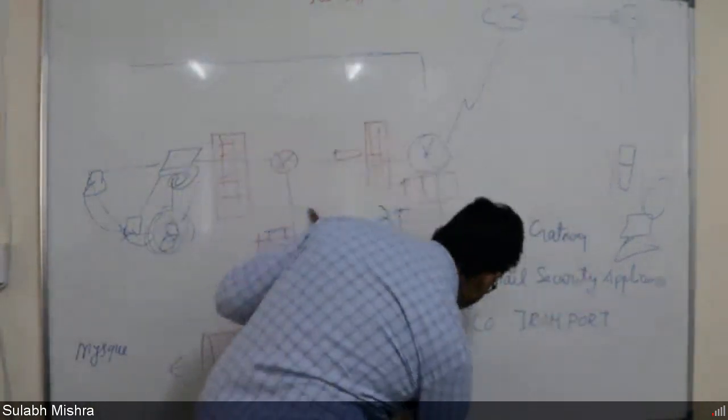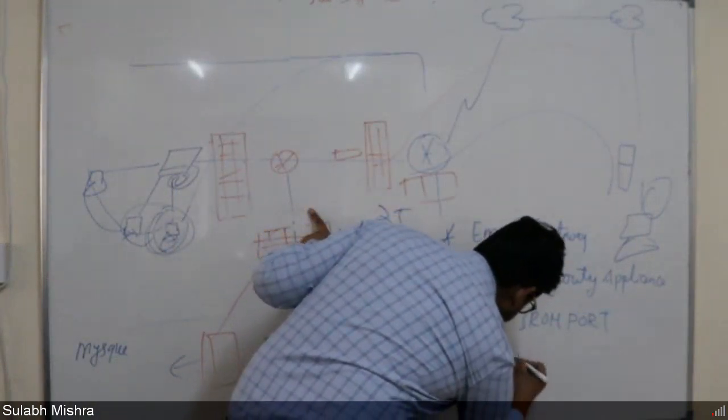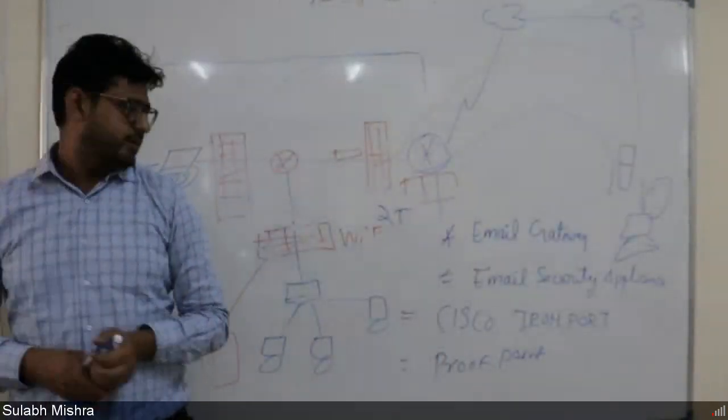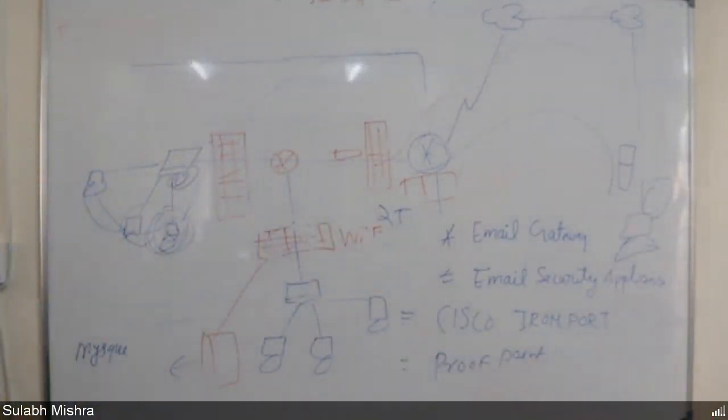You have Proofpoint and MIMEsweeper. There are various companies, but Cisco Iron Port and Proofpoint are very famous, right? It can be hardware and software. Many companies will have the hardware device. Cisco Iron Port is a very famous email gateway.